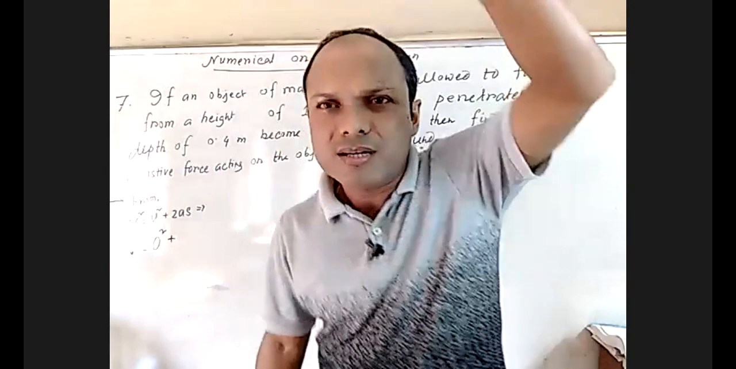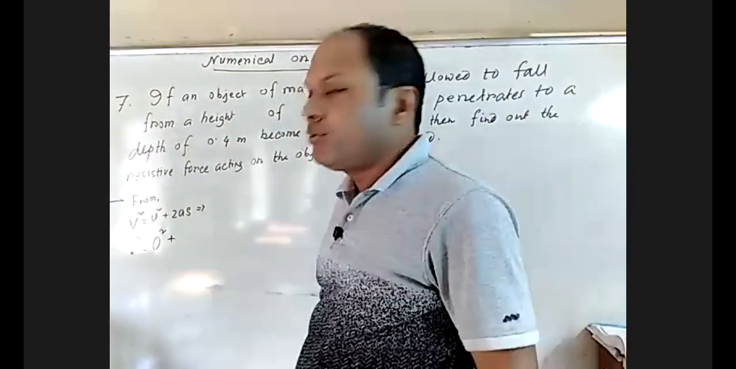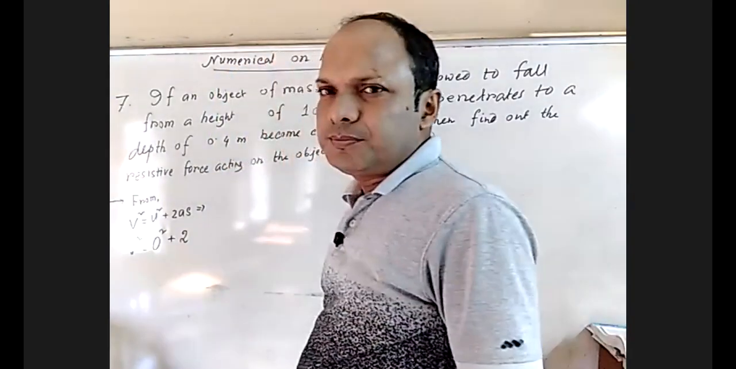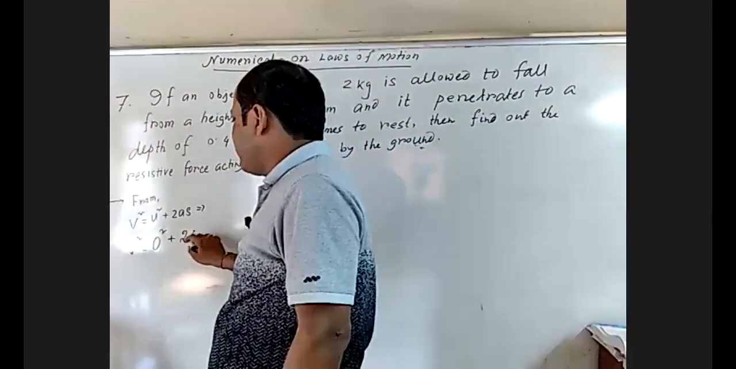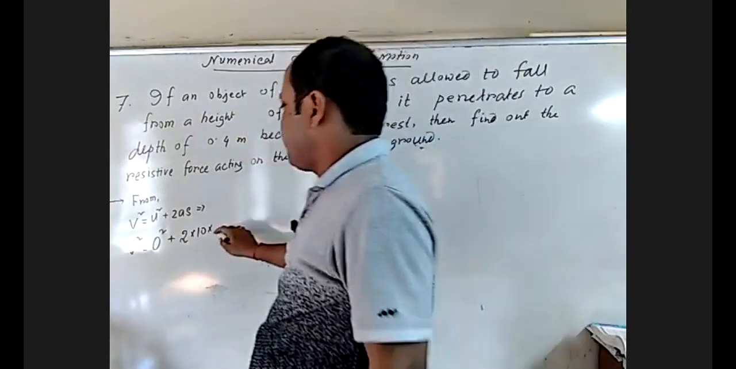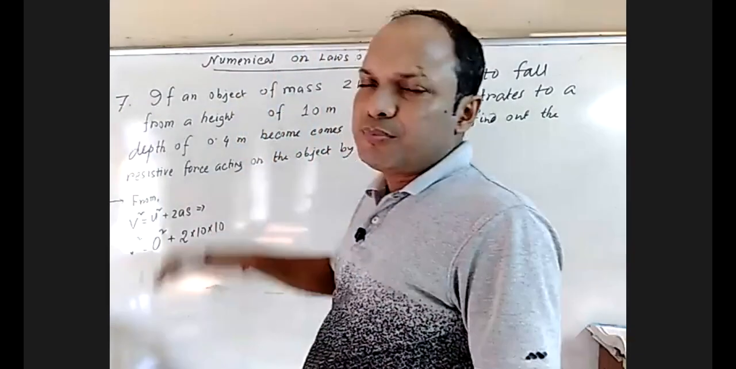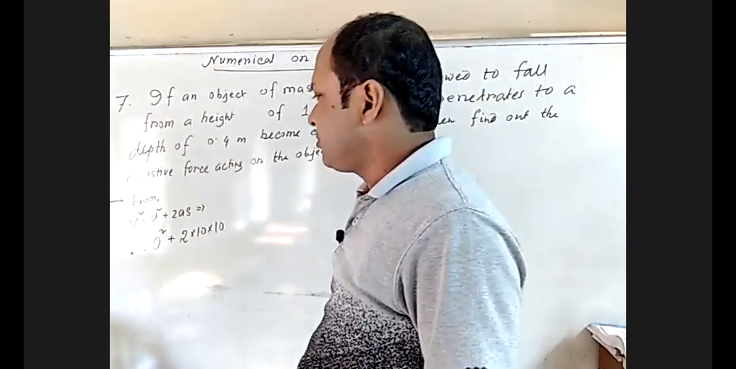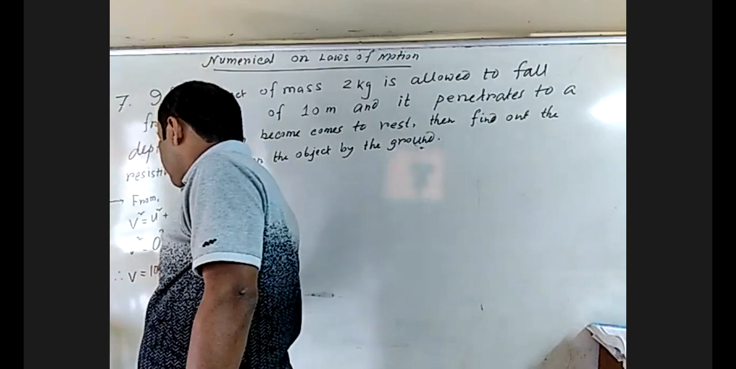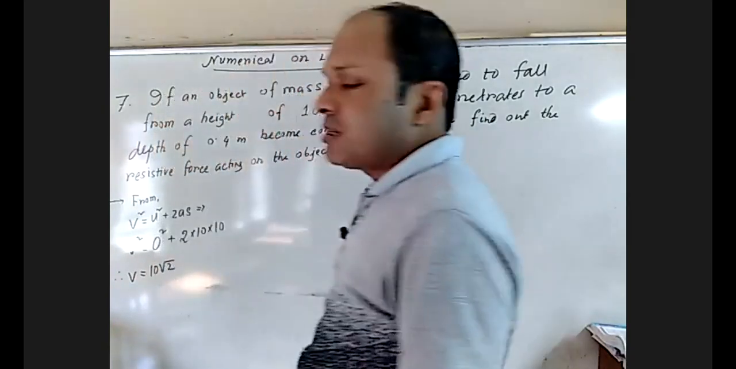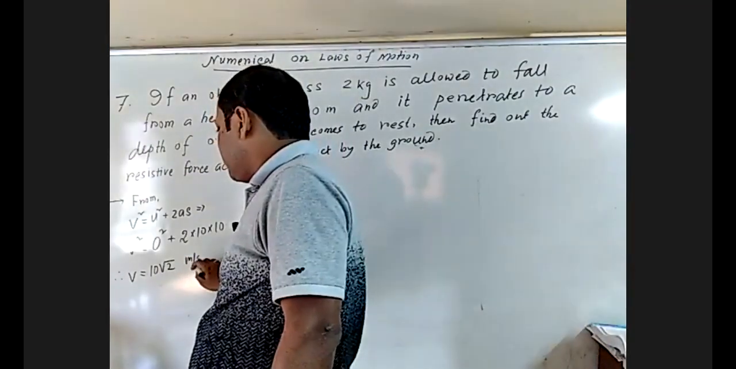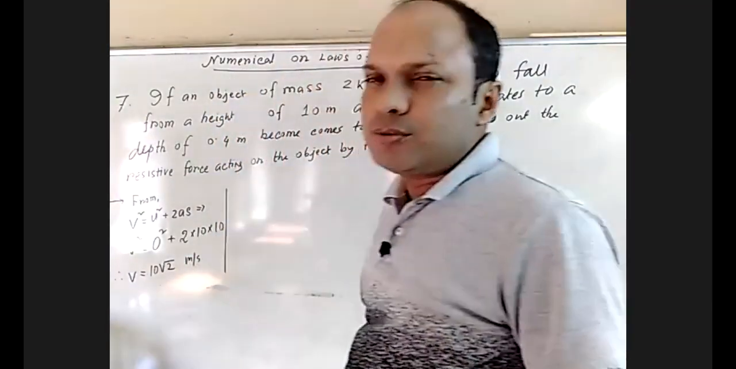Whenever it is released from a height, u equal to 0, acceleration is 10 and the height is also 10. From 10 meter height it is released. This is the velocity before it hits the ground.